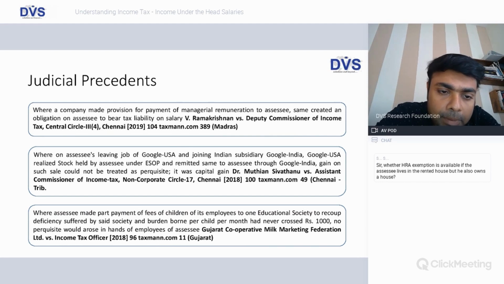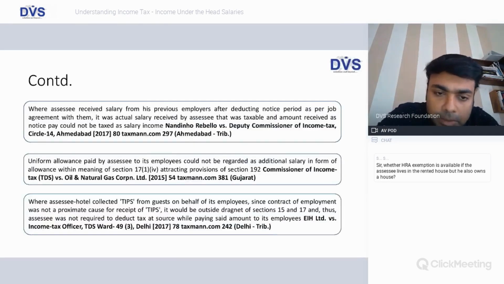Where an assessee made part payment of fees of children of its employees to an educational society to recoup deficiency suffered by the said society, and the burden borne per child per month had never crossed 1,000, no perquisite would arise in the hands of the employee because the benefit of 1,000 rupees per month was always available. Where an assessee received salary from his previous employer after deducting notice period as per job agreement, it was the actual salary received that was taxable and not the amount received as notice pay.